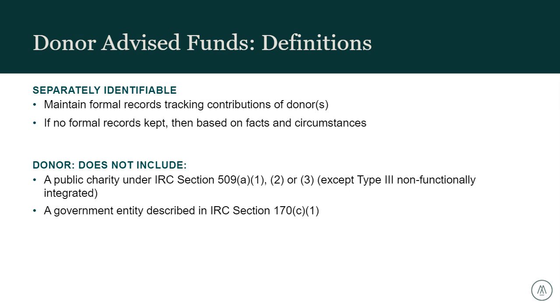For the definition of donor, they essentially said what a donor is not, so anything that is not this is a donor. A public charity under IRC sections 509(a)(1) and (a)(2), which are meeting the public support test, or your hospitals and universities, or a supporting org under 509(a)(3), except for a type 3 non-functionally integrated supporting organization, and also a government entity described in section 170(c)(1). Those are not considered donors for purposes of a donor advised fund.